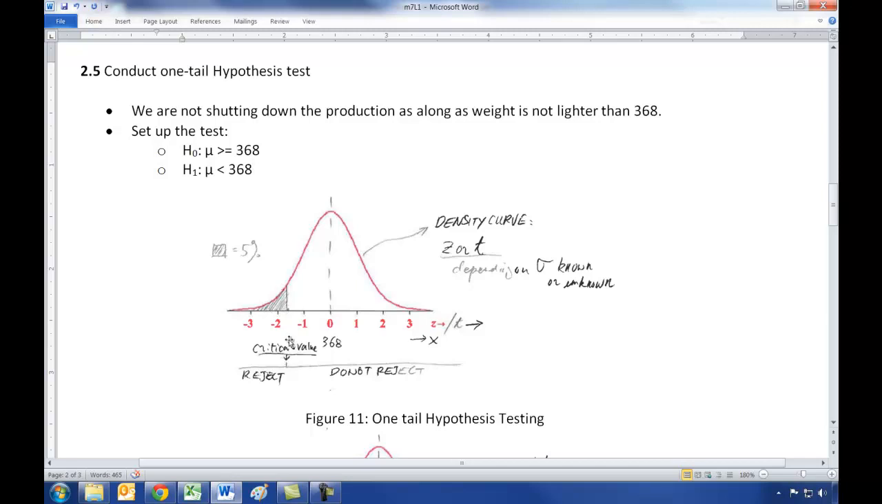And so once you find the critical value, you can proceed to make the decision whether to reject or just not reject the hypothesis. Now, which density curve you should choose to apply for the hypothesis test depends on whether the true standard deviation is known or unknown.